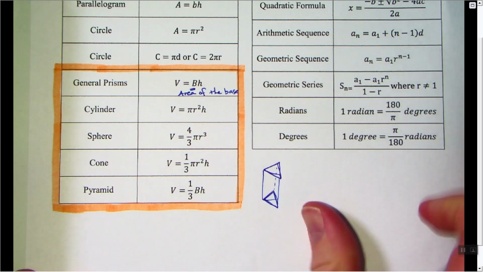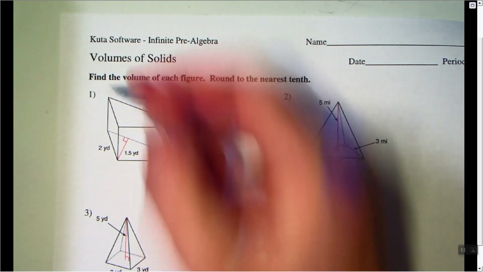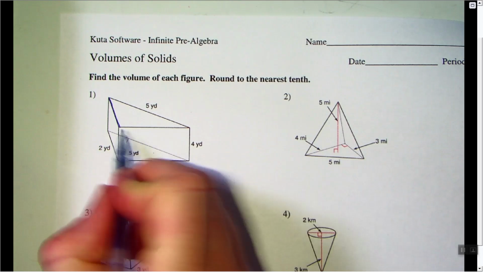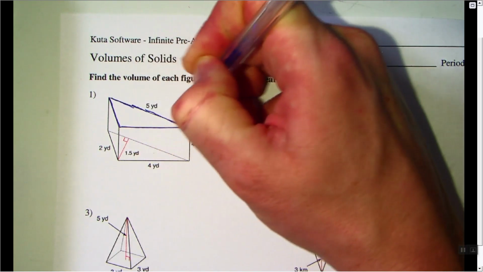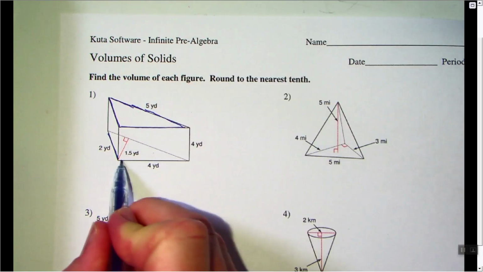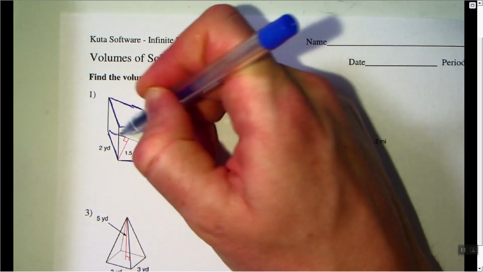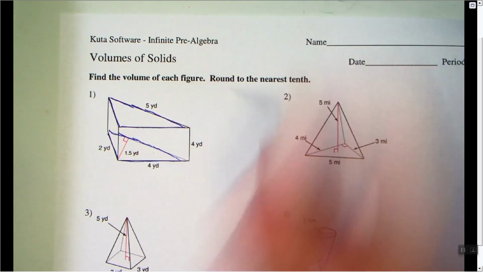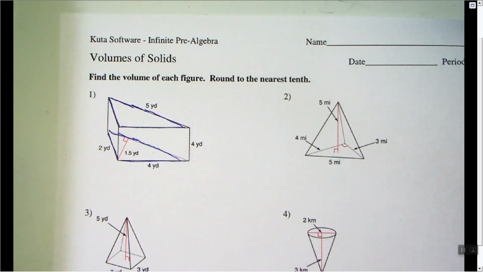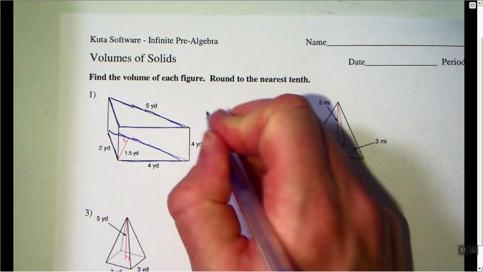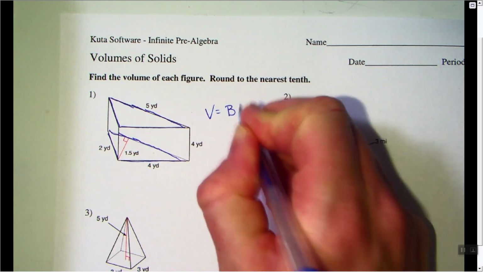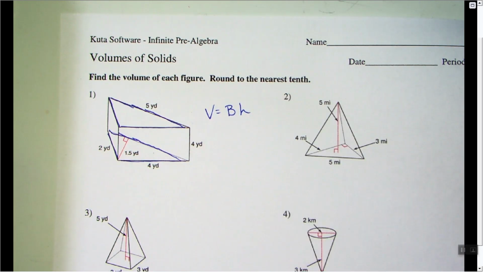Before I move on, I want to do one of those. This is a much better picture of a prism. Notice you have a triangle on top. You have the exact same shape on the bottom. And you have rectangles on the sides, but if you look at cross sections, they're all the exact same triangle. So this is a prism. It's a triangular prism. So the volume is the area of the base times the height. So I've got to figure out the area of the bases.